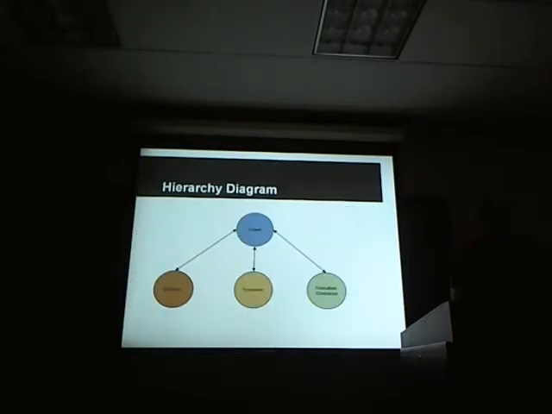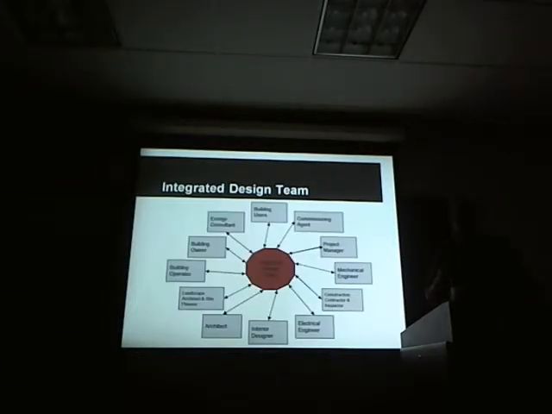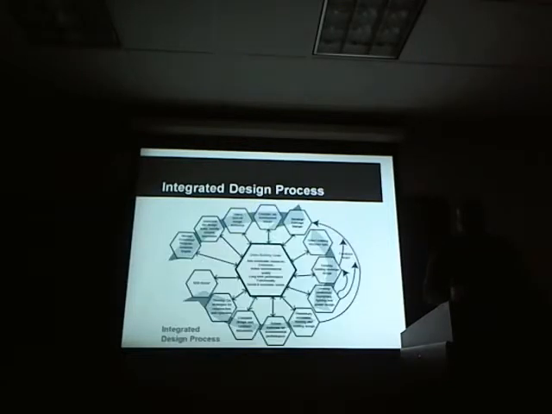Now, the core group is the architect, the programmer, the consultant, and the client. Then it's the architect's responsibility to develop the integrated design team, which includes the commissioning agent, the mechanical engineer, the electrical engineer, the interior designer, the building operator, and the building users. Then we start the integrated design process, which starts off with a kickoff design workshop.